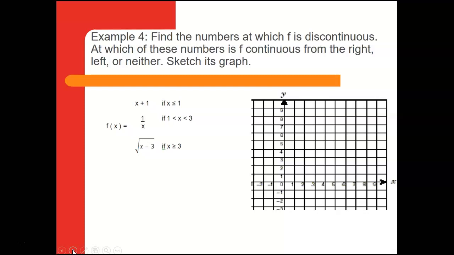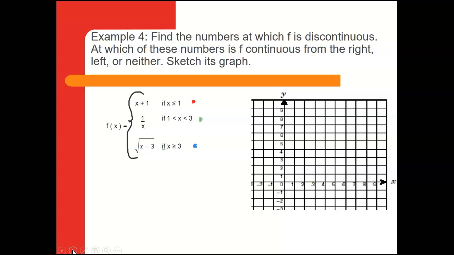Find the numbers at which f is discontinuous. At which of these numbers is f continuous from the right, the left, or neither? Sketch the graph. So the first thing I would do is probably sketch my graph so that I can see the discontinuity, etc.